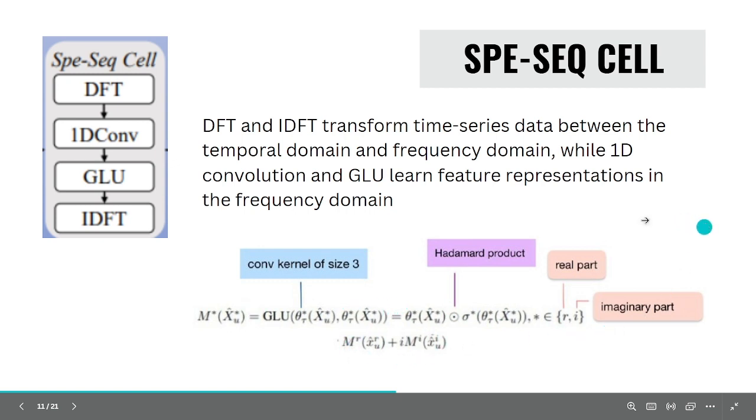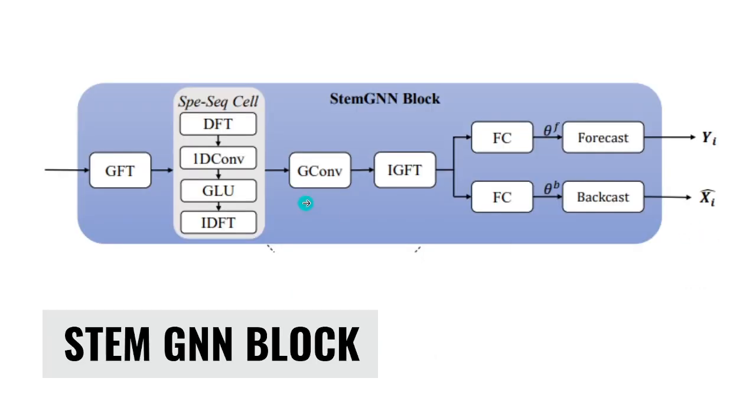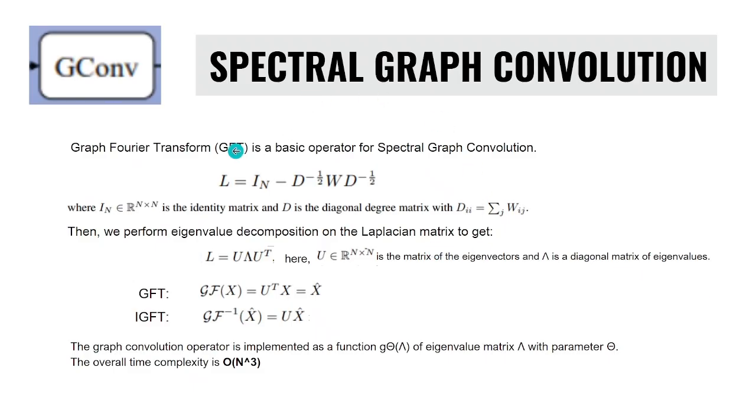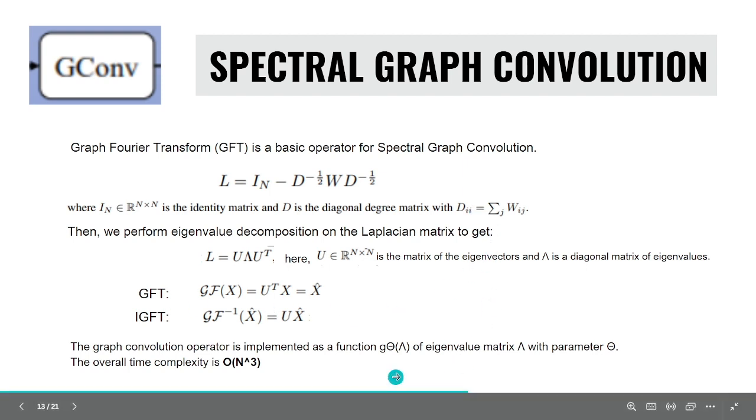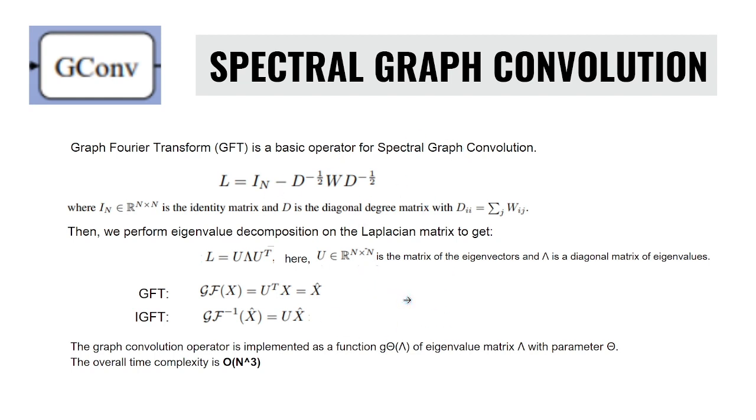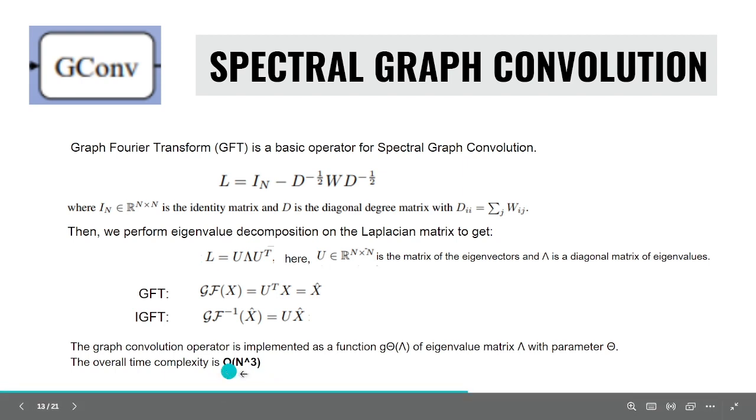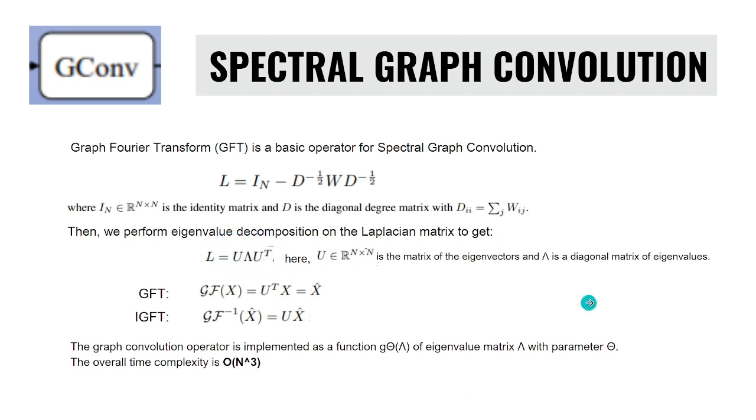Once it goes through the spectral sequence cell, it enters the graph convolution spectral layer, where the main idea is to implement a graph Fourier transform given a Laplacian matrix L, represented by the identity matrix and the diagonal matrix. A decomposition is performed to obtain the eigenvector and eigenvalue matrices, and then the graph Fourier transform is performed using a function that is dependent on the eigenvalues and the parameters theta that are learnt over time. This layer is expensive, with a time complexity of O of n cubed, because of the amount of time it takes to compute the eigenvalue decomposition.